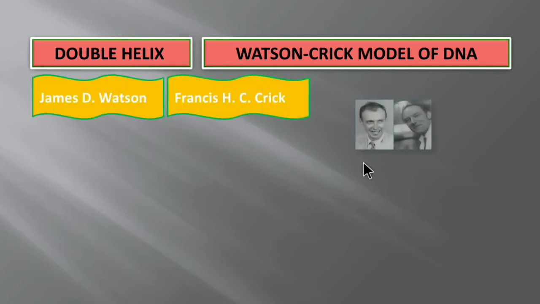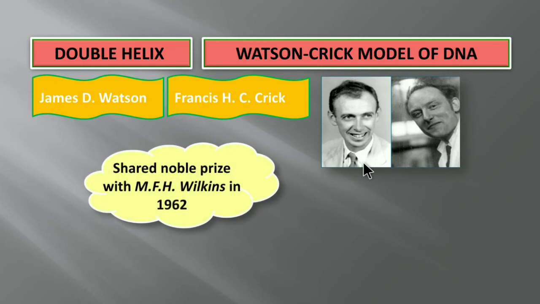Based on this, James Watson and Francis Crick proposed the double helix model of DNA. For this, they put forth the three-dimensional structure of DNA, and they got the Nobel Prize in the year 1962. Along with James Watson and Francis Crick, Maurice Wilkins also shared the Nobel Prize in the year 1962.